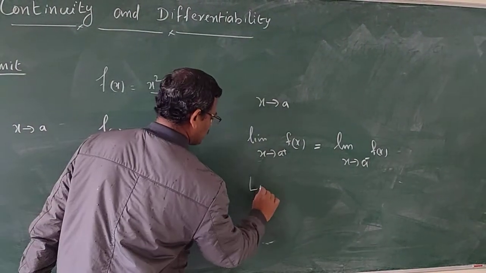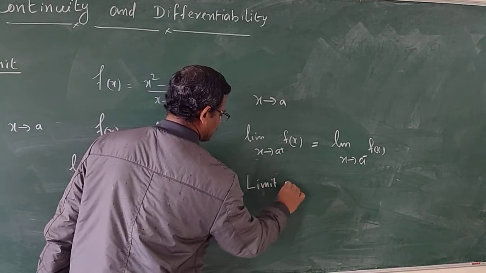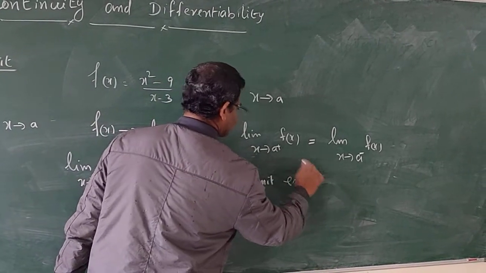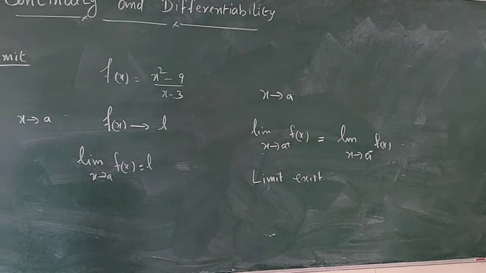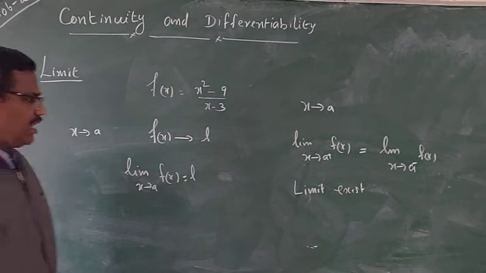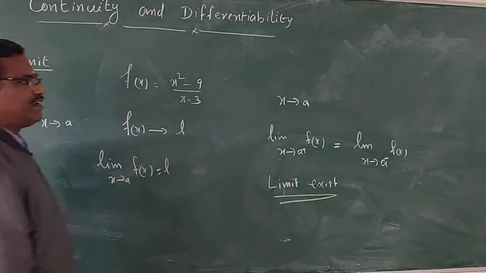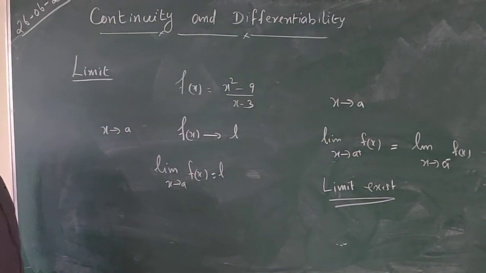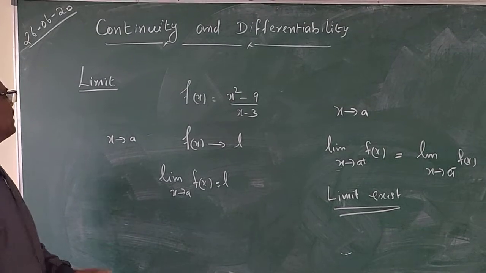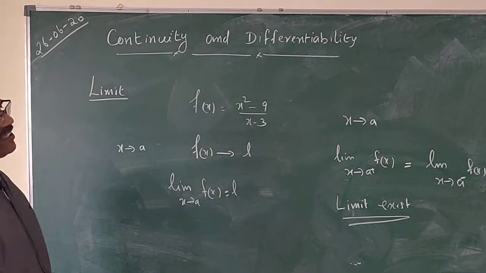But the word we use is limit exists. That means the limit of this function at x is equal to a exists. And this is actually what we have studied in class 11. Now we are going one step further, that is the continuity.